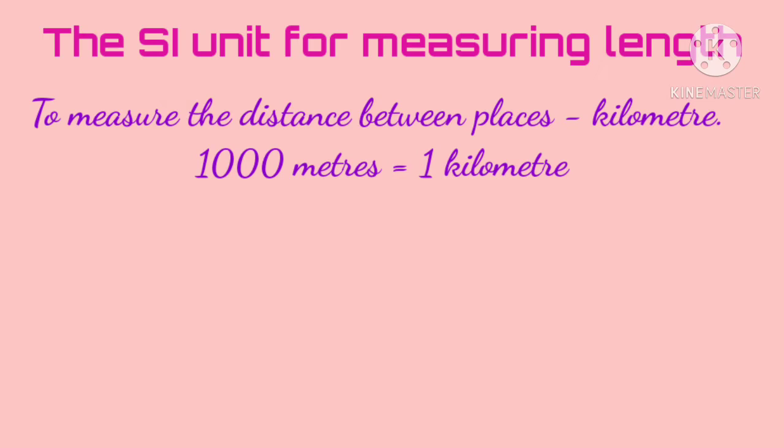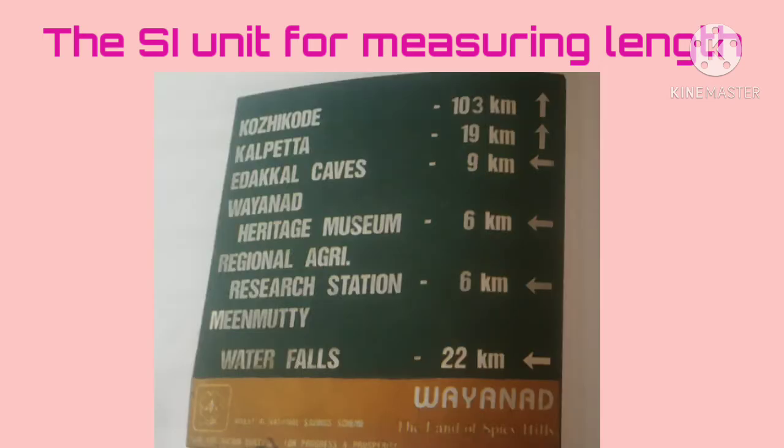To measure the distance between places, we use kilometers. So 1000 meters equal 1 kilometer. See that picture, Kozhikode 103 kilometers. That is, km means kilometer. Kolkata 19 km. Km means kilometer. Yes, to measure the distance between places, we use kilometer.